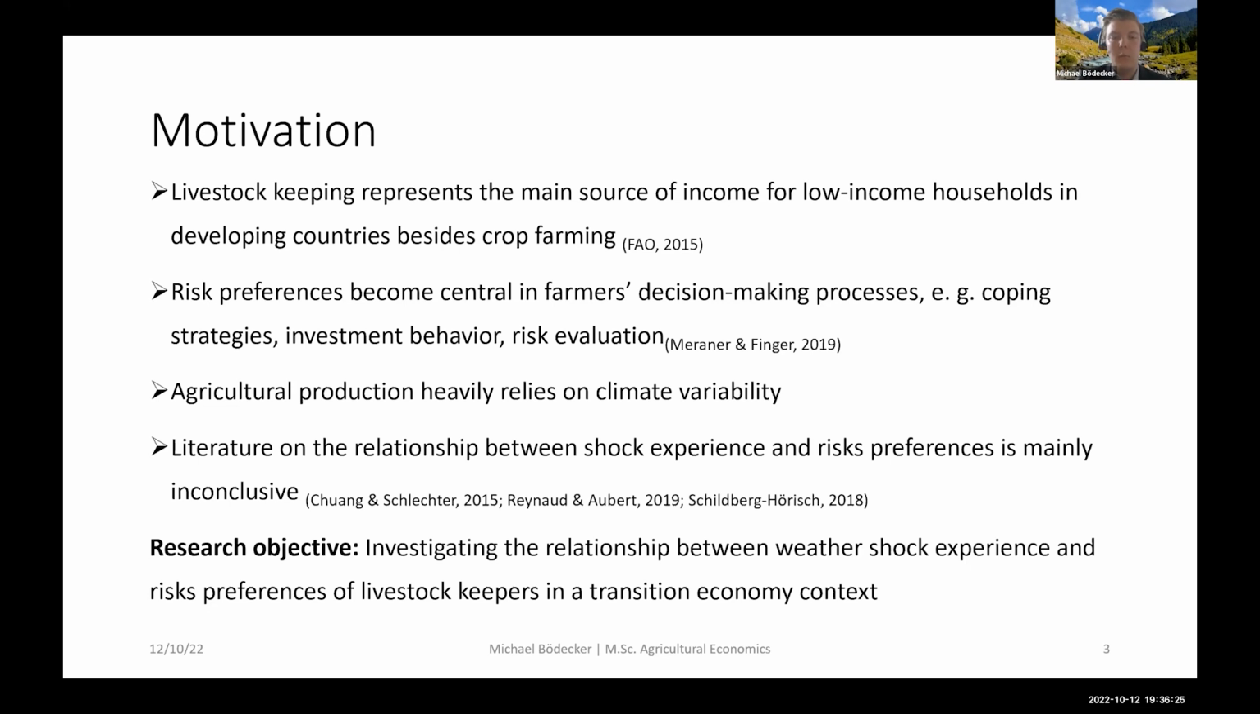So this was one of my motivations: to contribute to this literature by investigating the experience. Also, studies on livestock keepers in Central Asia are very limited on this topic. So my motivation is to investigate the relationship between weather shock experience and risk preferences.